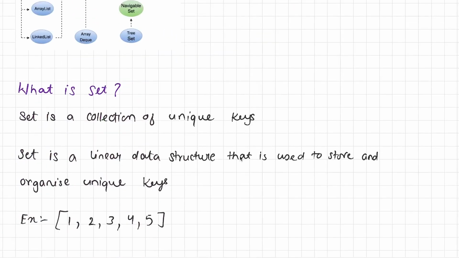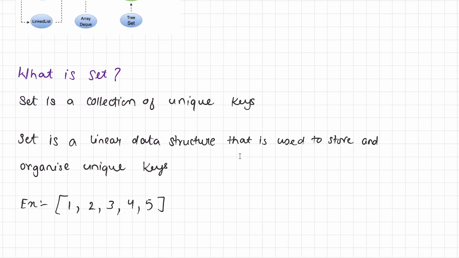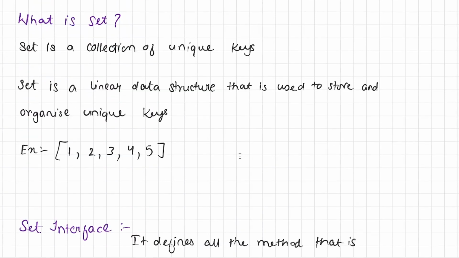So guys, a set is a collection of unique keys, or you can say that a set is a collection of unique elements. Or the other way to understand it is that a set is a linear data structure that is used to store and organize unique keys or elements. Let's say for example, we have keys or elements 1, 2, 3, 4, 5. So we can say that this is the set of 5 natural numbers, because all numbers are unique. Is it clear what a set is? It's a collection of unique keys or elements.